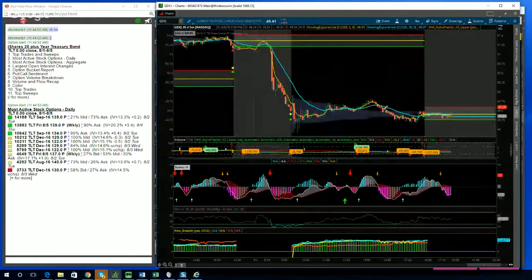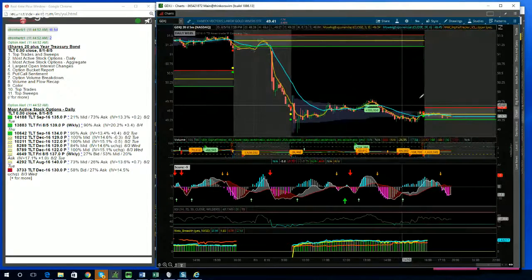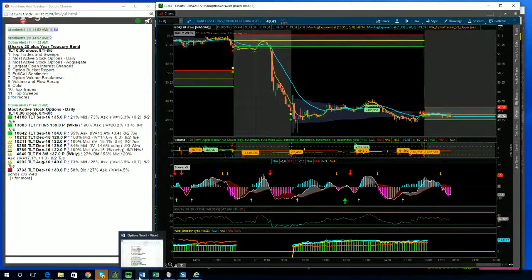So there's always money to be made on these jobs numbers, regardless of what you hear on Twitter or in the financial media. There's always a small trade that you could take that's got a chance to make a double or triple that day if you play your cards right. So that's what we saw.